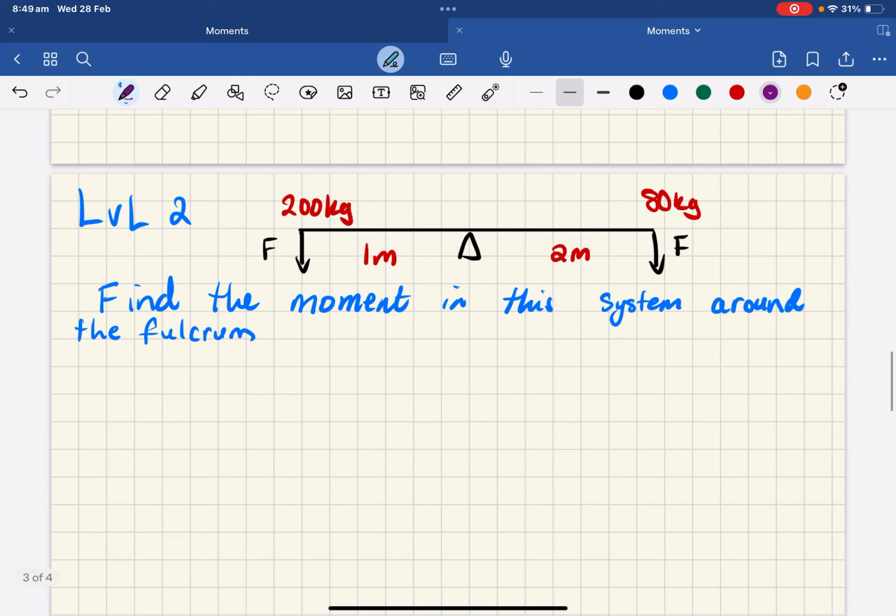Right, level 2. We've got two forces here. We've got kilograms and we've got distance. So, kilograms isn't a force, is it? So, I've got my funky looking diagram. I'm going to change it to a free body diagram. I'm going to call this one 800 newtons, 2 meters, and this side is going to be 2000 newtons at 1 meter.